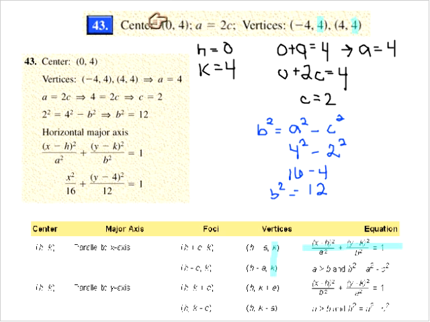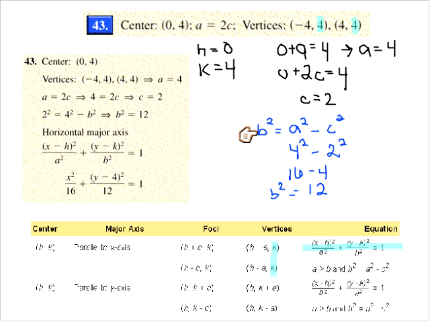Well, I know h is 0 from my center. So looking at this information, I can get a equals 4. I can also use substitution because I know a equals 2c. So if 2c equals 4, then c must equal 2. Or if you know what a is, then again you can just plug it in here and get 2 for c by doing it that way. Okay, so either way, we have a equaling 4 and c equaling 2.